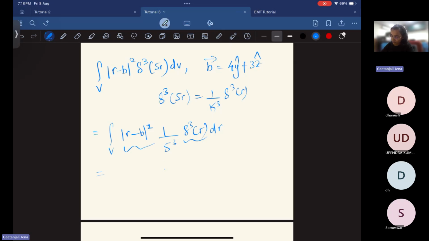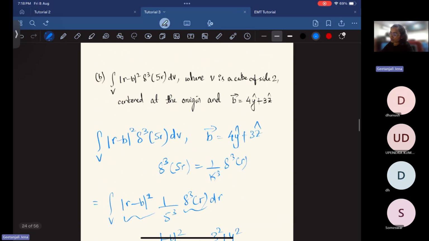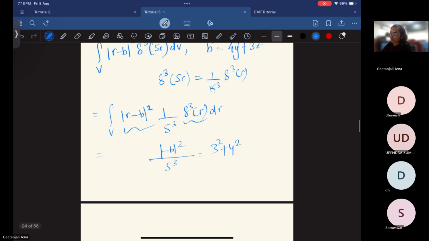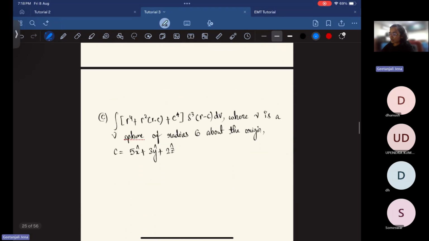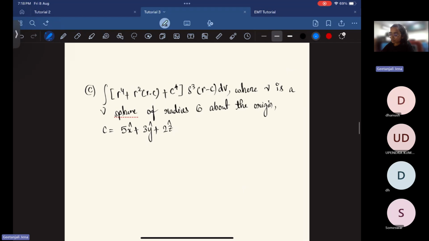So we have minus b square by 5 cube. Vector b is given. So that is why this is 3 square plus 4 square, which is 5 square by 5 cube, 1 by 5. Okay, good. Now let us see what will be the integration for this.